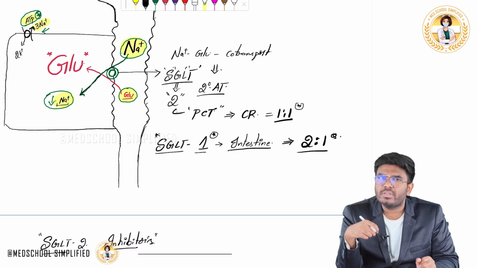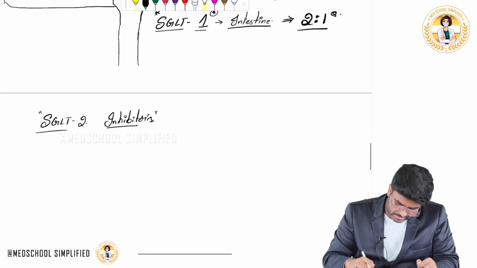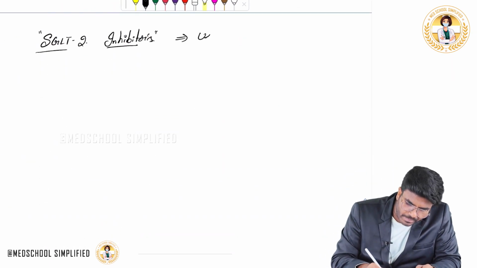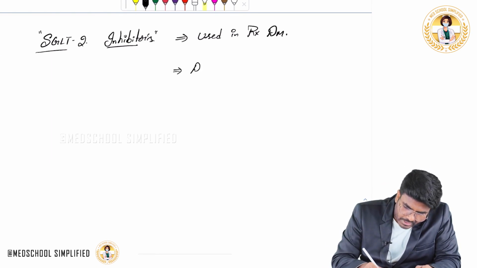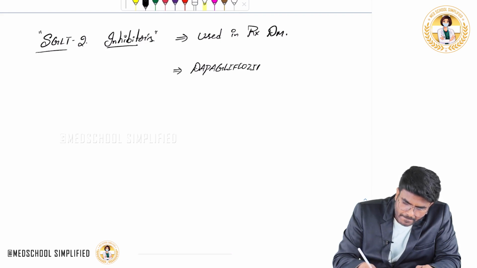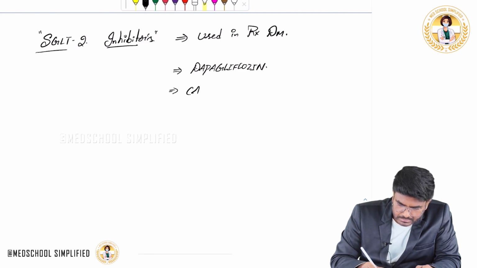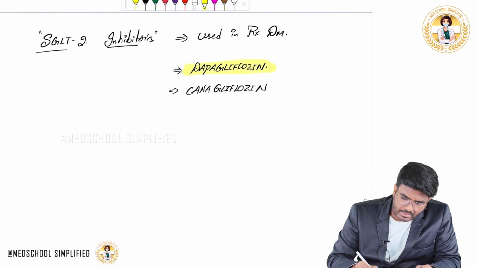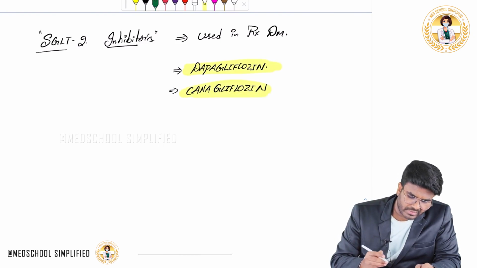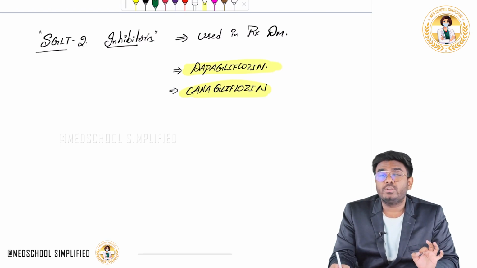So in which condition will we use this? We want the glucose to go out of the body. In which condition do we want to decrease the blood glucose levels? Diabetes mellitus. So SGLT2 inhibitors are used in the treatment of diabetes mellitus. Okay, so what are those drugs? Dapagliflozin, canagliflozin and empagliflozin. There are different types. They are the SGLT2 blockers, SGLT2 inhibitors.